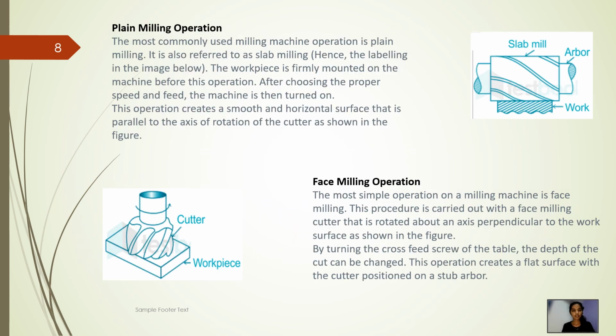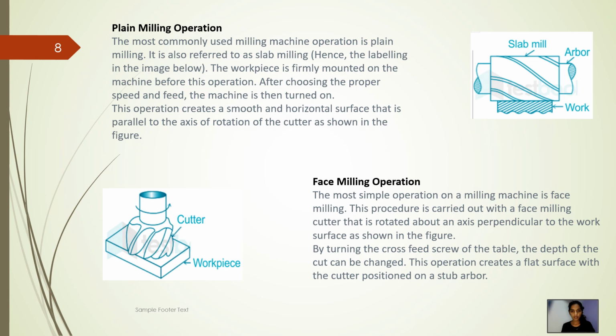And the third one, plain milling operation. The most commonly used milling machine operation is plain milling. It is also referred to as slab milling. The workpiece is firmly mounted on the machine before this operation. After choosing the proper speed and feed, the machine is then turned on. This operation creates a smooth and horizontal surface that is parallel to the axis of rotation of the cutter, as shown in the figure. And the fourth one, face milling operation.